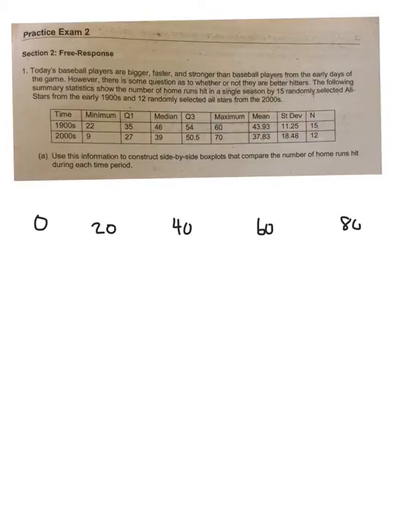The median is at, say, 46, and Q3 is at 54, so that might be right there. Q1 is 35, like this. So that's Q1, Q3, and the median. And then 22, so it just comes down here to that. And then the highest is 60. So that is for the 1900s. Okay, let's do another one just right underneath it using the same scale for the 2000s.